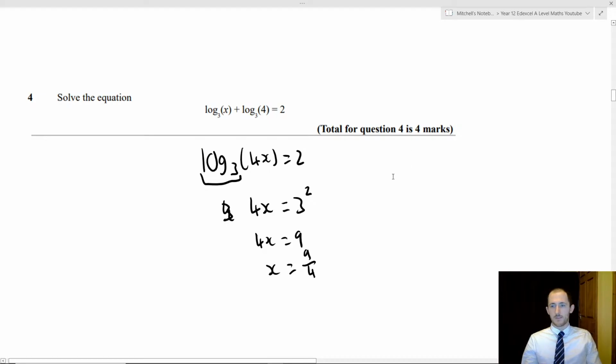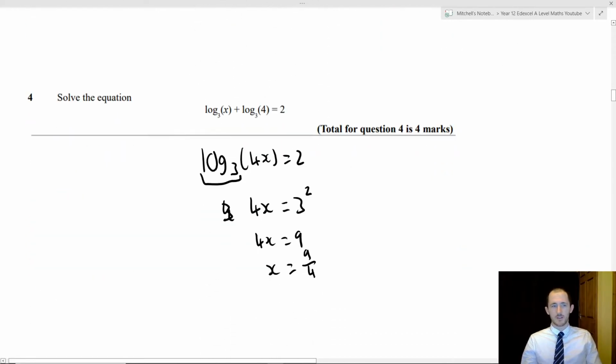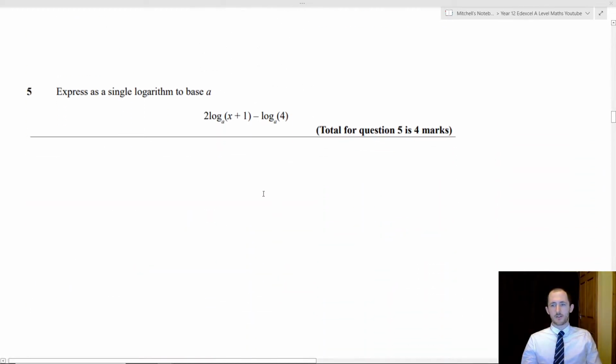That's it. So again, these are 4-mark questions. Really, really short. They shouldn't provide too much hassle. But let's keep going. They do get harder and harder and harder.